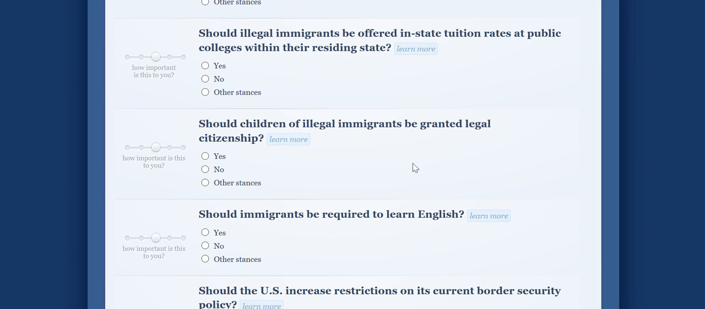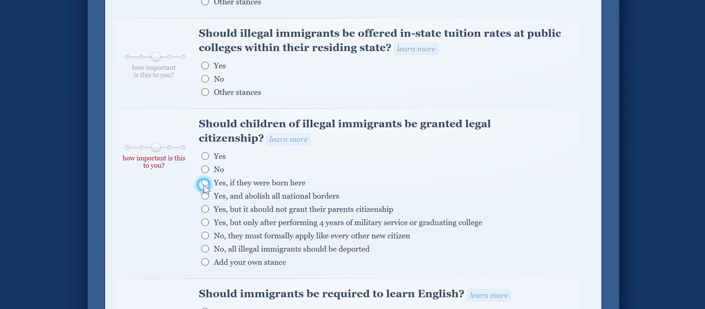Oh, these other ones here. I don't think I even saw these ones before. Should children of illegal immigrants be granted legal citizenship? That's in the Constitution. We have birthright citizenship in the U.S. So let's see what we got here. Yes, no, yes if they were born here.